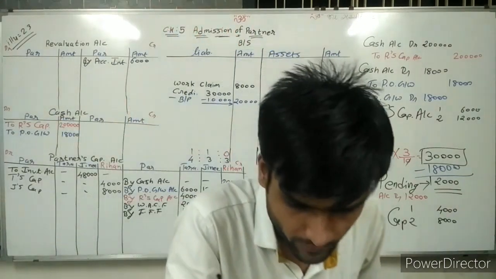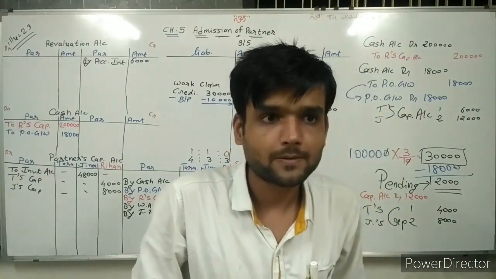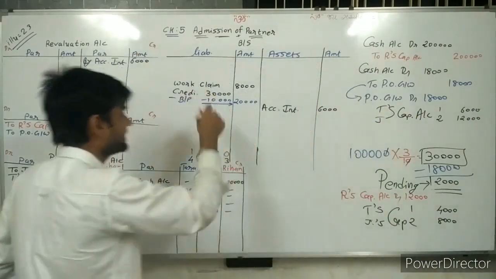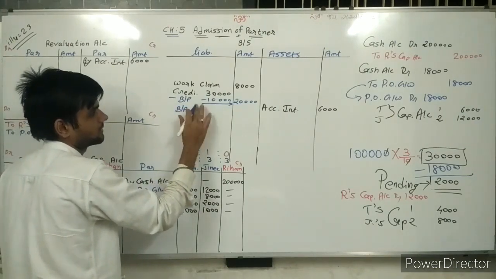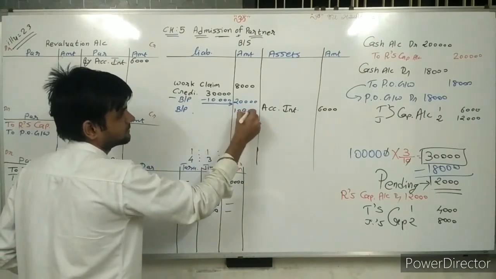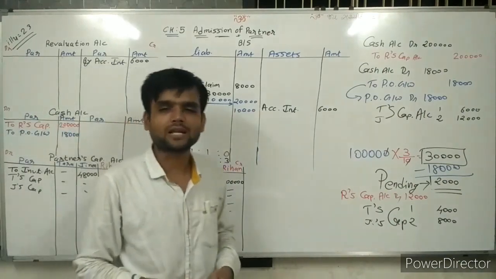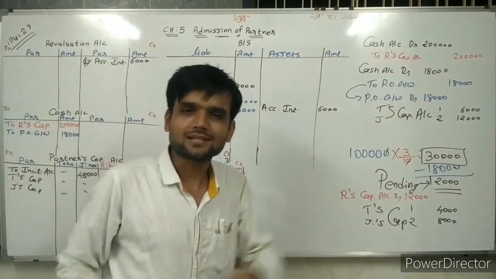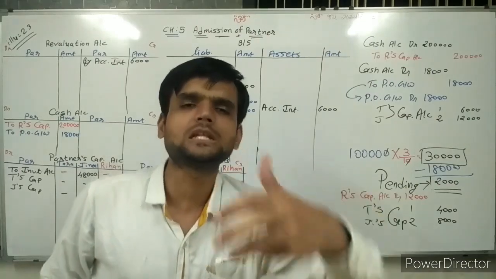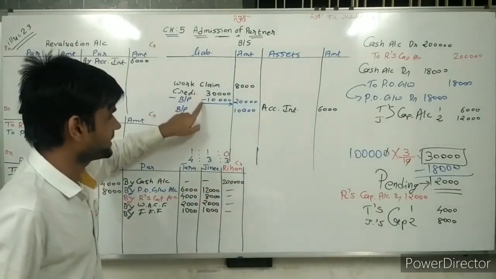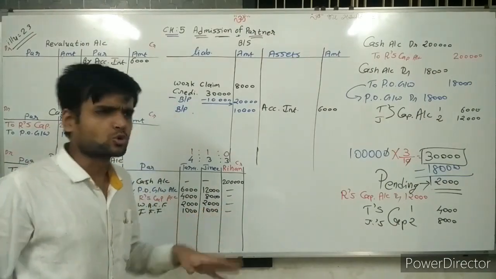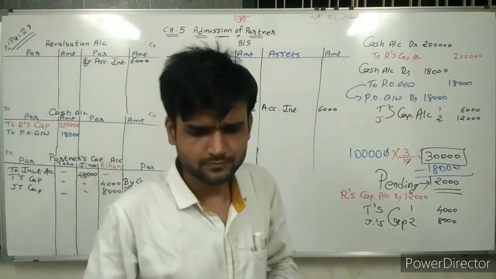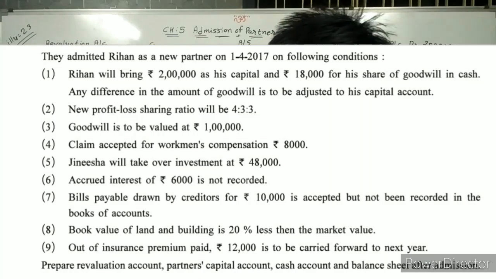And bills payable increase. So what is the value of bills payable? Sir, nothing is given, so bills payable we write here, ₹10,000. Here it doesn't matter about happy and sad. It is just a conversion of creditors into bills payable. ₹10,000 creditors are converted into bills payable. Nothing else. So no happy, no sad. Going ahead. Don't worry.